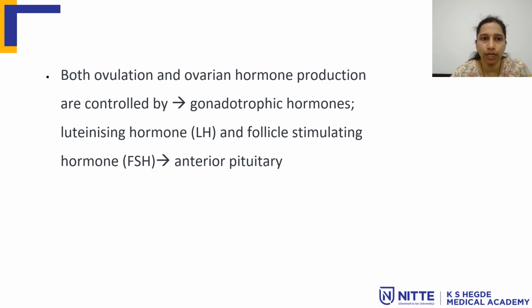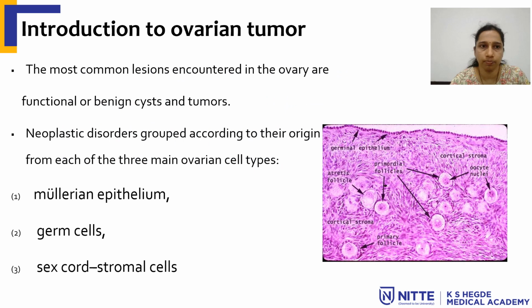So both ovulation and ovarian hormone production is controlled by the anterior pituitary. So anterior pituitary will produce gonadotropic hormones, which are called as luteinizing hormone and follicle stimulating hormone. So coming to introduction to ovarian tumor. So most common lesions which are encountered in the ovary are functional cyst or benign cyst.